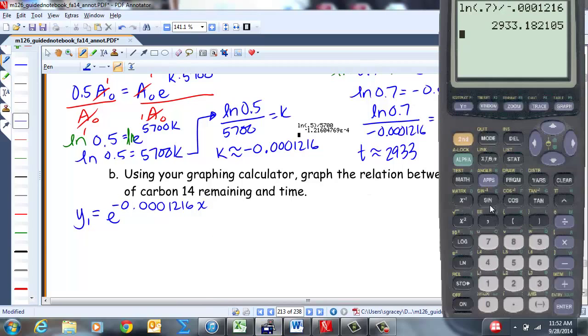I think it's easier to put whatever variable you want. So let's clear this, go to y equals. We'll clear these guys. All right, so here we go. So we have e raised to the negative 0.0001216 times x.